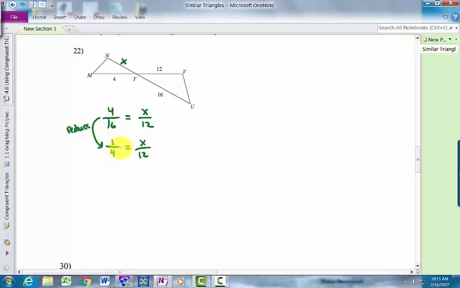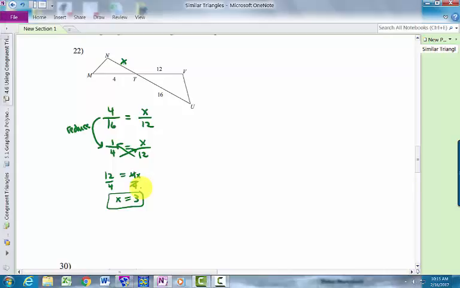So now that it's reduced, we can do a cross product here. 12 times 1 is 12. Copy your equals. 4 times x is 4x. Now I have an equation: 4x equals 12. Divide both sides by 4, and you get x is equal to 3. There you have it. Simple as that.